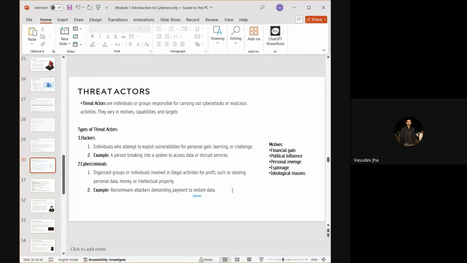So first we have hackers, individuals who attempt to exploit vulnerabilities for personal gain, learning, or challenges. So they are simply hackers. Then cyber criminals: organizations, groups, or individuals involved in illegal activity for profit, such as stealing personal data, money, or intellectual property. So these are cyber criminals. Now, simply because someone is a hacker, we cannot treat them as a cyber criminal.